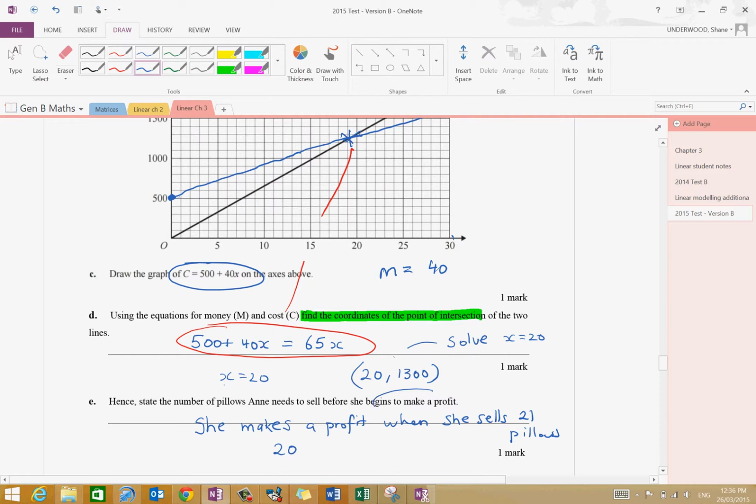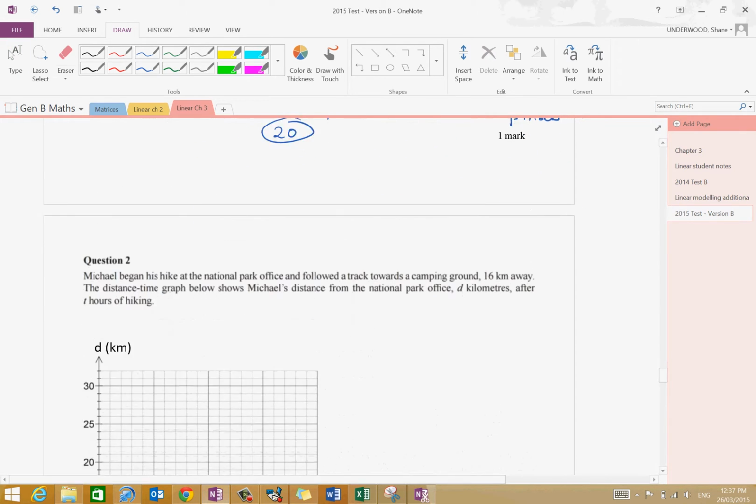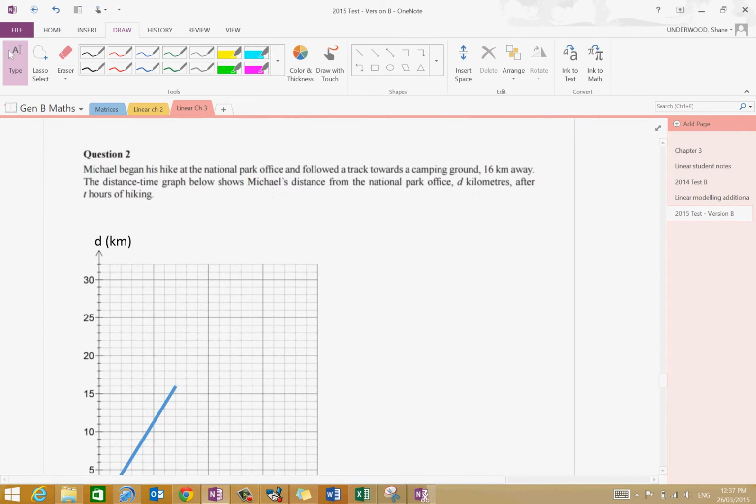If we asked you before she breaks even, what would the answer be? Breaks even would be 20, wouldn't it? But technically, next year we'll word it a little bit differently. So the answer in this case technically was 21, but we would have accepted 20 or 21 because we didn't really go through that notion of profit equals revenue minus cost.